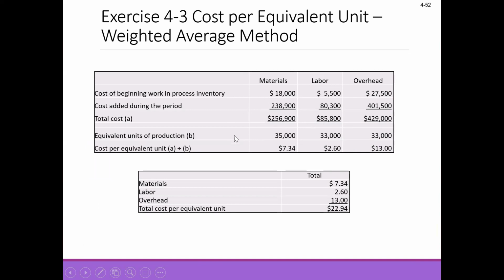It gave us our equivalent units for materials. It gave us the equivalent units for conversion. We can take the total cost, divide that by our equivalent units of production to come up with our cost. So the total cost per equivalent unit here is $22.94.